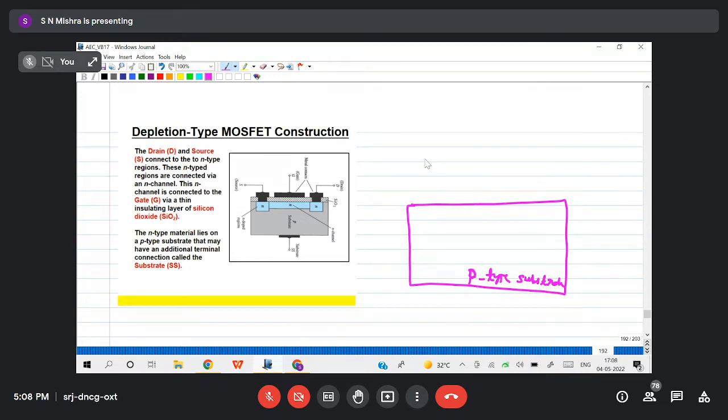Once you take the P-type semiconductor, then two wells will be created here with the opposite type of semiconductor. So these two wells will be of N-type. Above which we'll take one insulator or oxide layer. So this is my oxide layer. Okay, this is semiconductor. This is oxide.